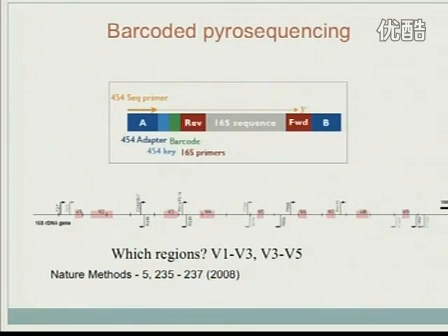But they have to prepare libraries for each sample. Yes, they need to, but as I said, they can put different barcodes so that at least they can do the sequencing at the same time. But they still need to prepare each individual sample. Right.